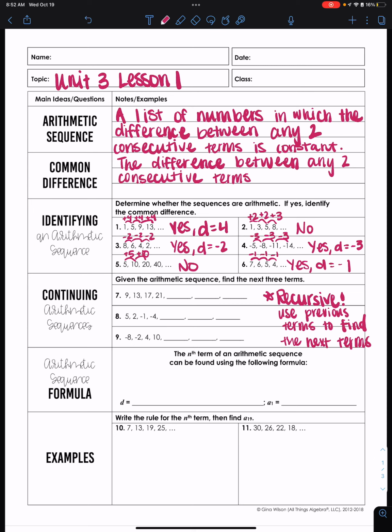So for this one, they already told us it's arithmetic, so all I need to do is find the common difference. I can look at any 2 terms. So from 9 to 13, I know I'm adding 4. So I'm just going to take my previous term and add 4. So 21 plus 4 is 25. 25 plus 4 is 29. And 29 plus 4 is 33.